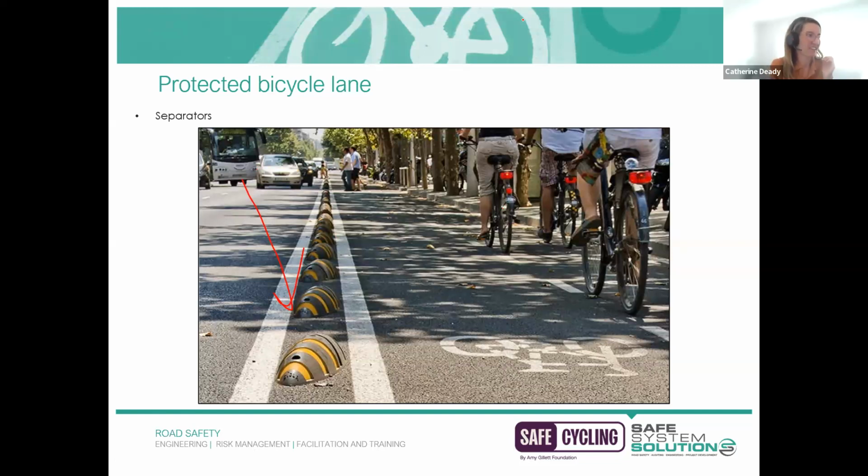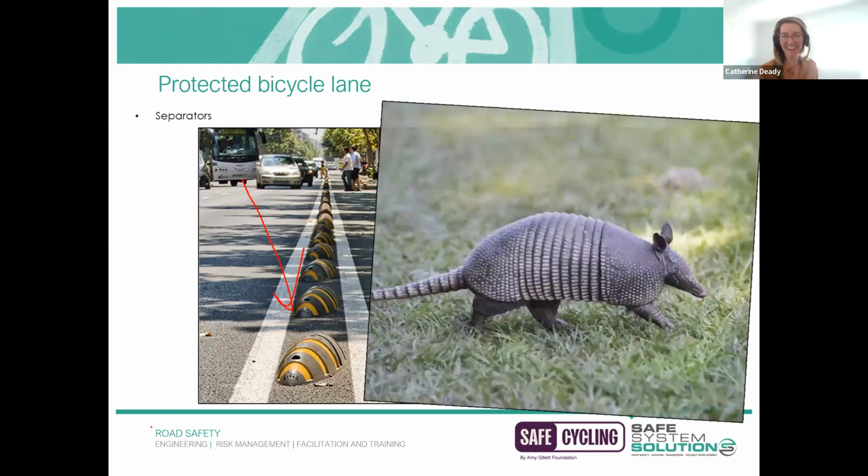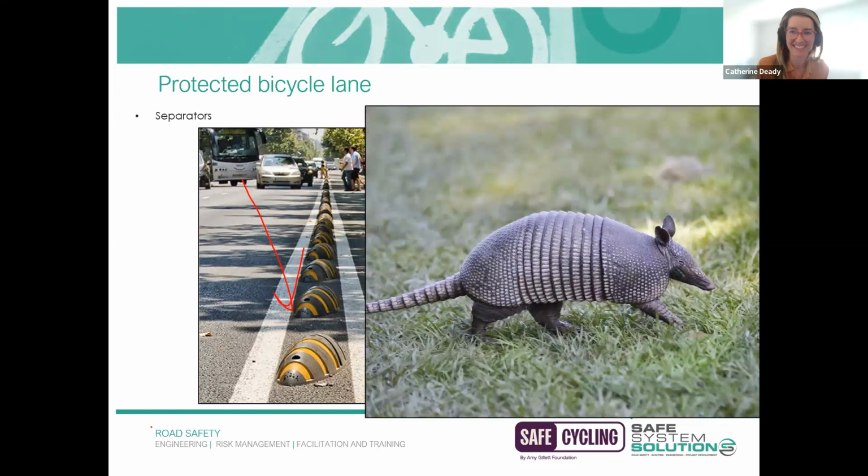Jeez, Graham was quick off the mark there. Armadillos. Armadillo is correct, yes. So we'll give a prize out there to Graham. I love bumblebees, that's a good one. I like bumblebees as well. I think it should be bumblebees, but just a reminder, that is what the armadillo looks like.